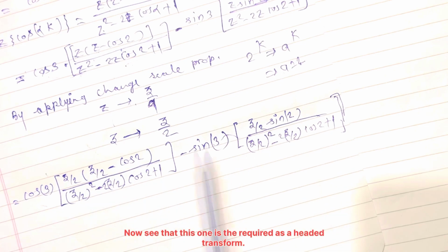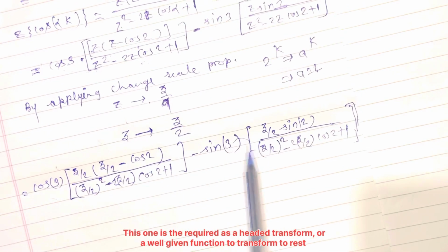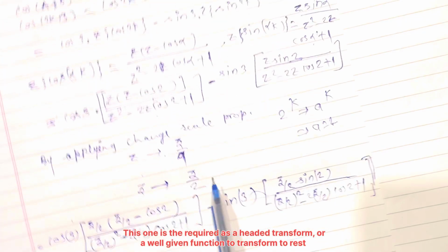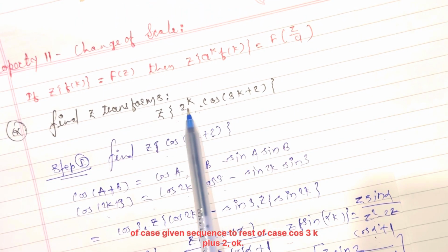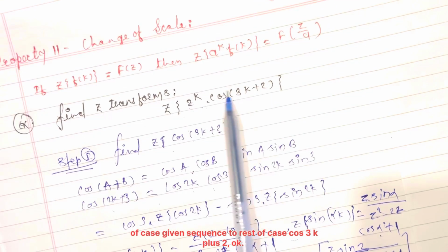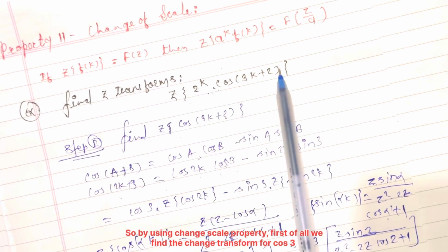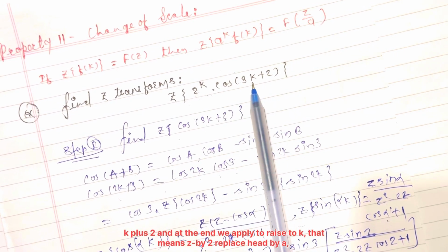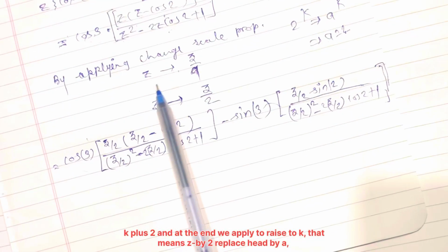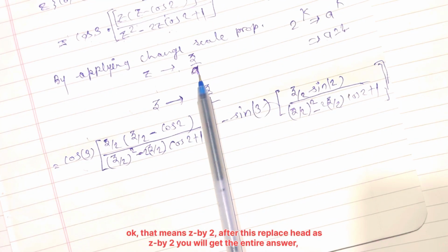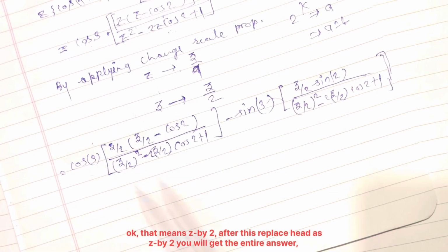Now this one is the required z transform for our given sequence 2 raised to k cos 3k plus 2. By using the change of scale property, first we find the z transform for cos 3k plus 2, and at the end we apply 2 raised to k. That means we replace z by z by a, that is z by 2. After this, replace z by z by 2, and you will get the entire answer.